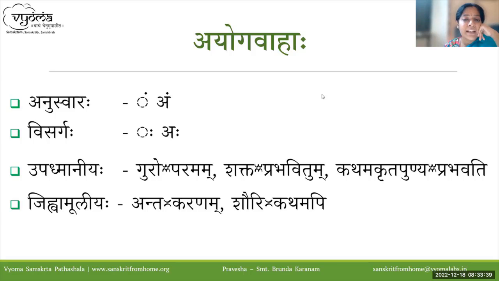Tejas ji, upadhmaniya and jihvamuliya: the rule is visarga followed by Pa or Pha for upadhmaniya, and visarga followed by Ka or Kha for jihvamuliya. Whatever the svara before the visarga is does not matter. Gayatri ji, if you missed yesterday's class, the recordings are available on YouTube. They will be uploaded very soon, and the link will also be provided on the course page.